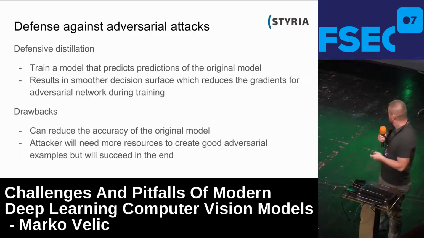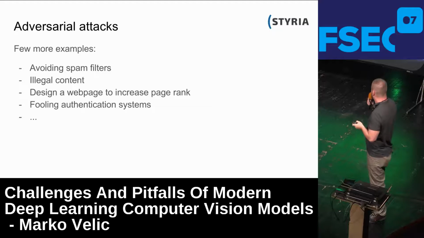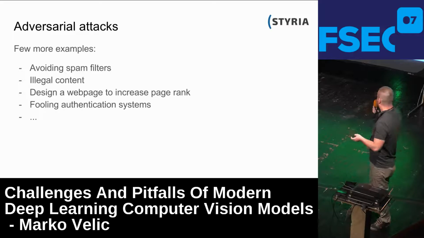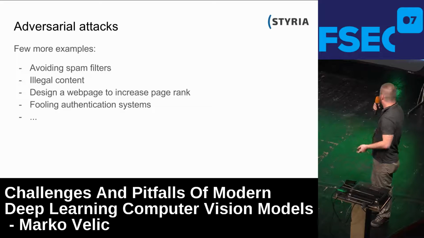Okay, so a few examples. I don't have much time. You can create adversarial examples for, for example, avoiding spam filters, for making illegal content look legal, for designing web pages which will artificially increase the ranking, fooling authentication systems, and so on.